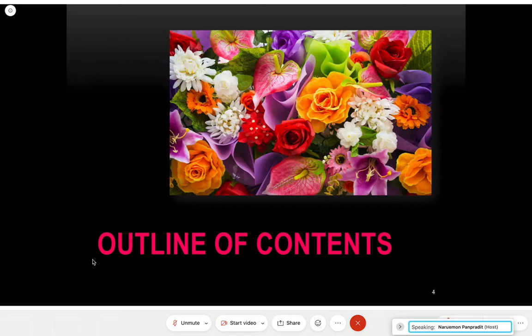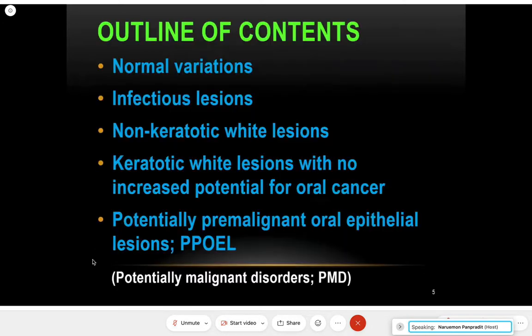Next, for the outline of the content, today there are five big groups. First is the group of normal variations that show the character of red and white. The next group, I will talk about the infectious lesions, and next about the non-keratotic white lesions. Another group are the keratotic white lesions with no increased potential for oral cancer.